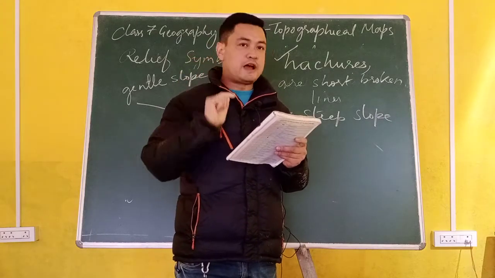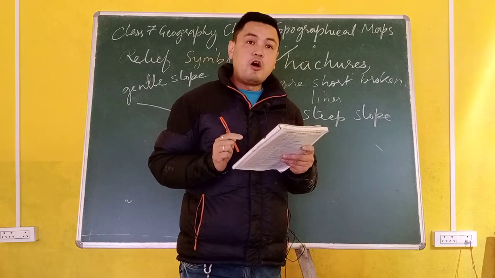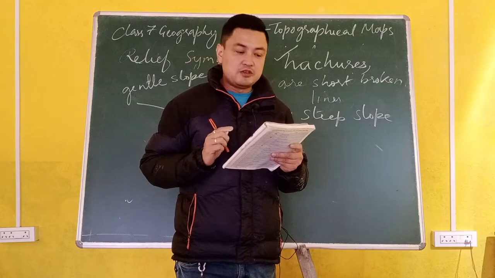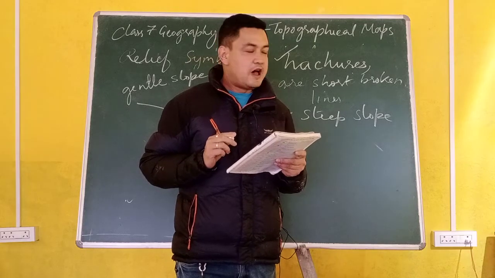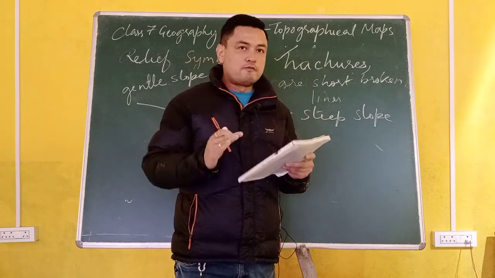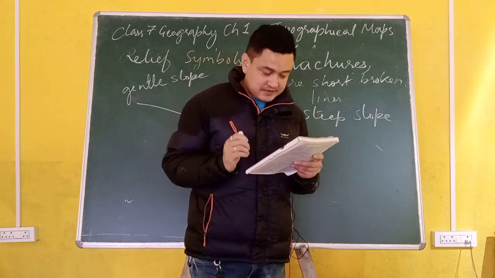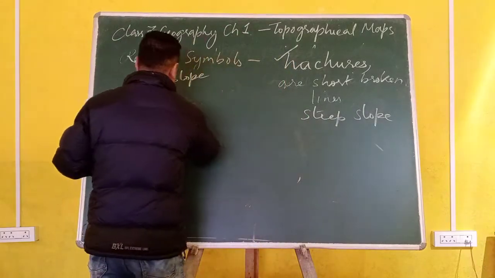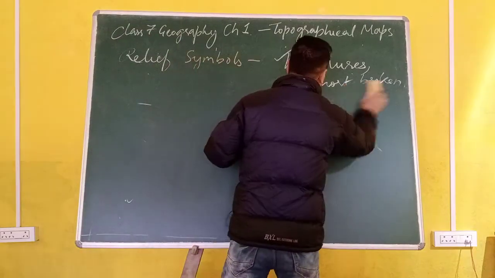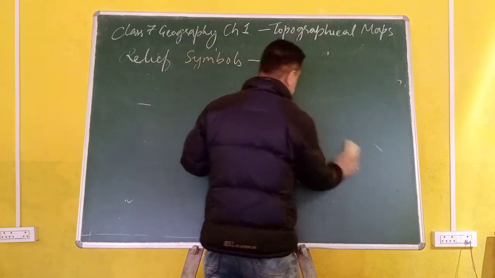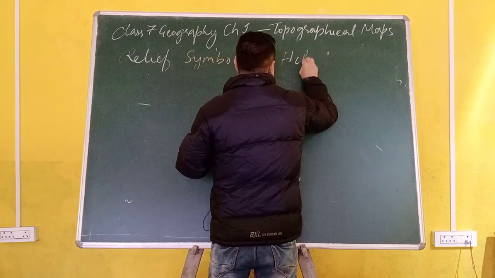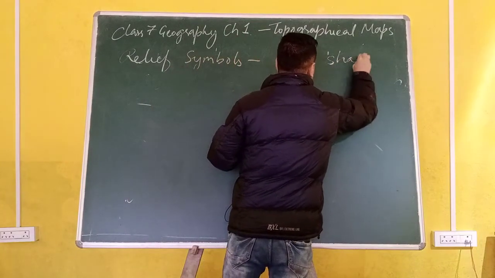Now the third point I want to mention is flat ground. When the land is flat, hatches cannot be used at all. So hatches are not drawn for flat ground. Remember that. Now we are moving on to the second heading, known as hill shading, in relief features.